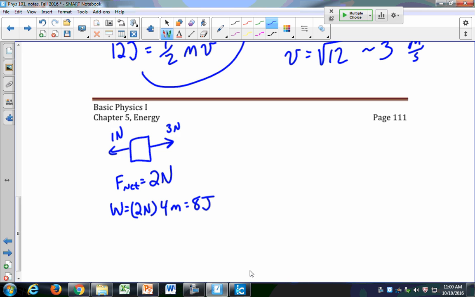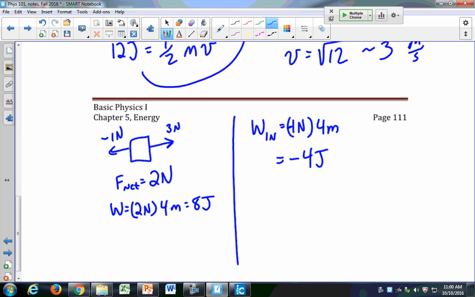There's another way to look at this too, which is similar but different: you could think about what is the work done by the 1 Newton force. And the work done by the 1 Newton force is 1 Newton times 4 meters. And then you ask yourself, is this work positive or negative? Since it's opposite the direction of motion, this force will be in the negative direction, right? Because it's negative 1 Newton. So this work is negative 4 joules.